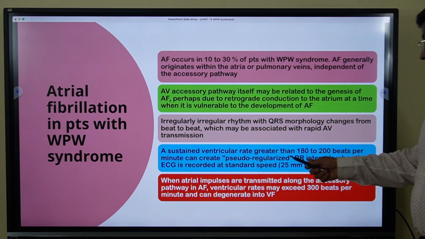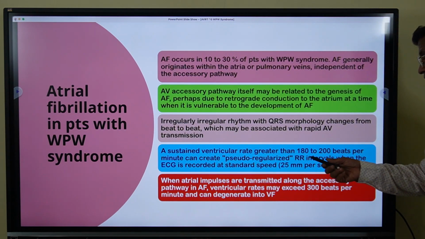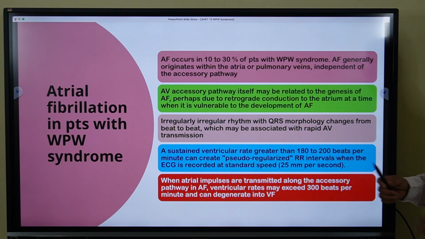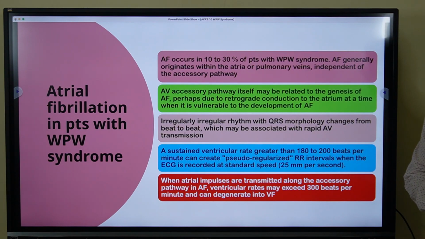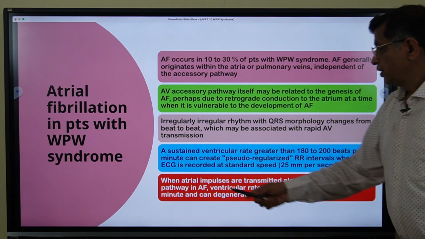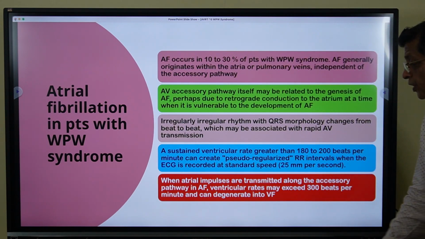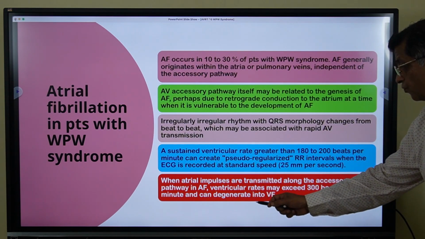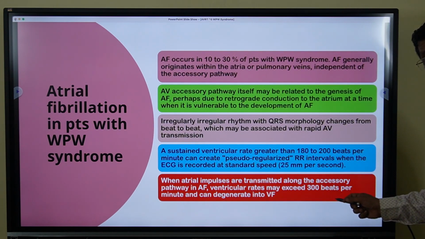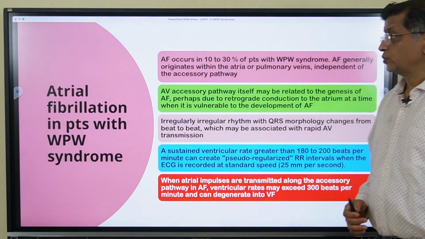Sustained ventricular rate greater than 180 to 200 per minute can create regularized RR intervals. So the ventricular rate is so fast that you may think it is a regular ventricular tachycardia, when the ECG is recorded at a normal speed of 25 mm per second. And when atrial impulses are transmitted along the accessory pathway in AF, ventricular rates may exceed 300 and it can rapidly degenerate into ventricular fibrillation and death. So these are dangerous.